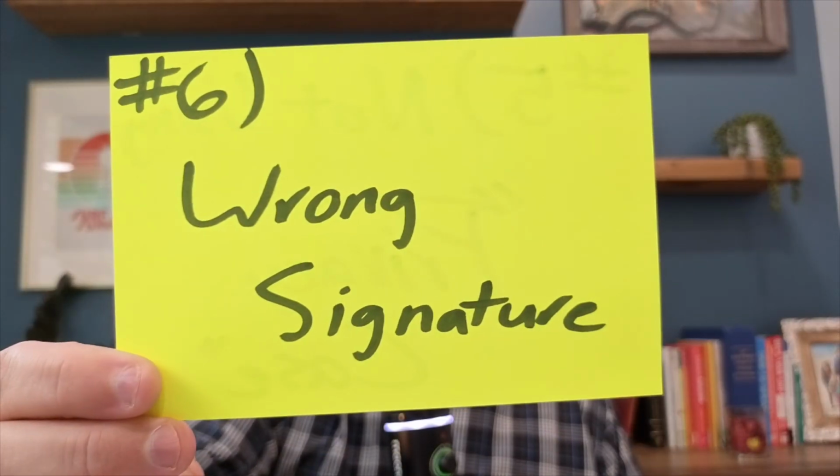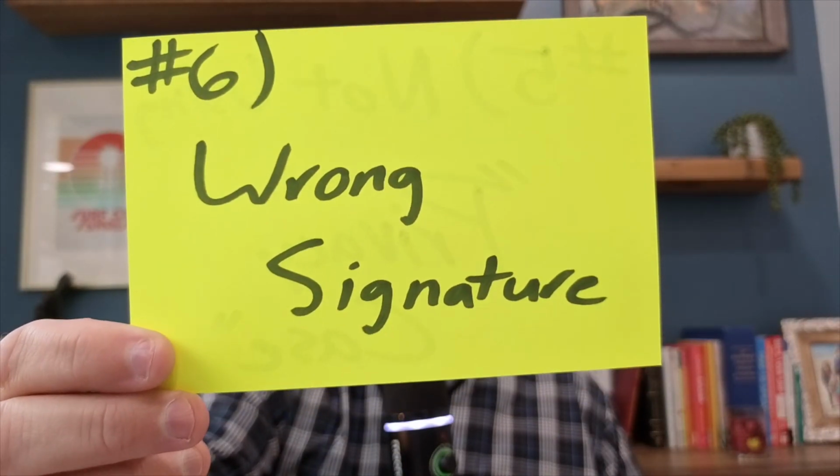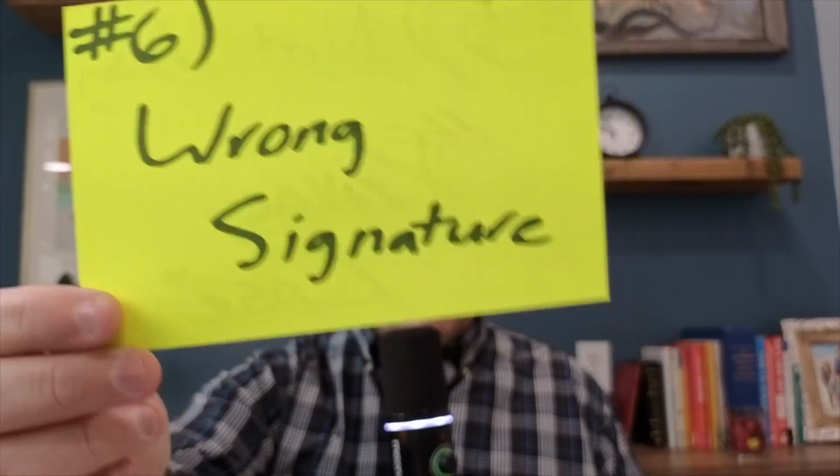Now, number 6, that one isn't as common, but I've still seen it in the past. This one happens way too much. So number 6 is wrong signature. You see, you're required to have a company executive sign the OSHA log. They have to sign the OSHA 300A summary, and it has to be a company executive.